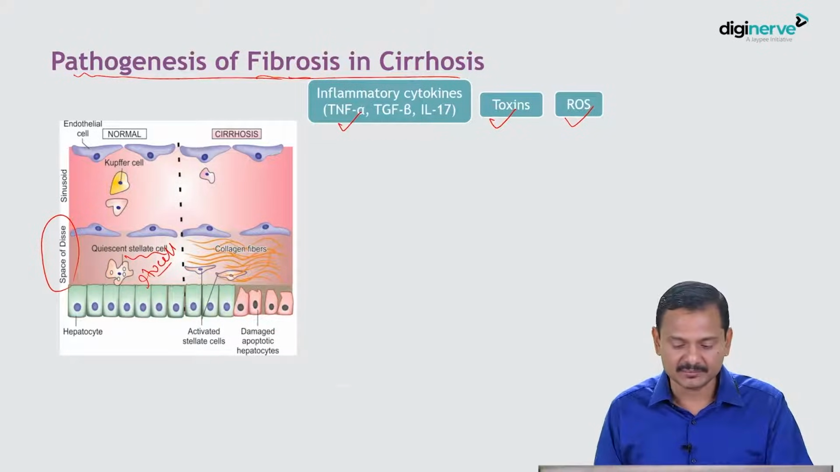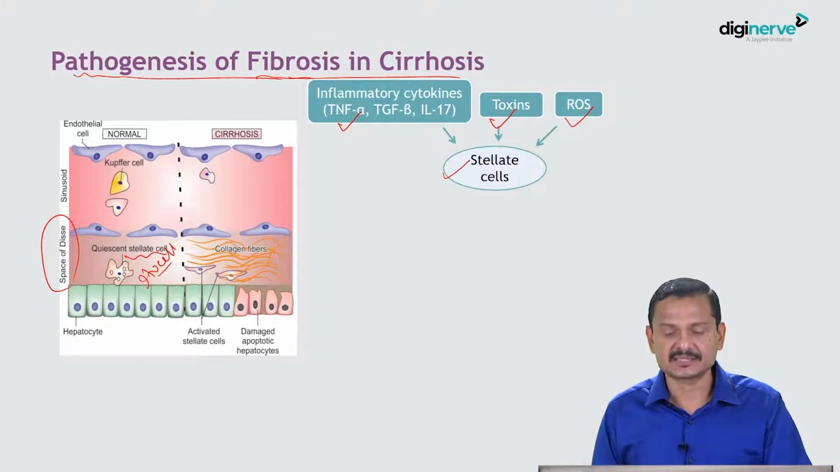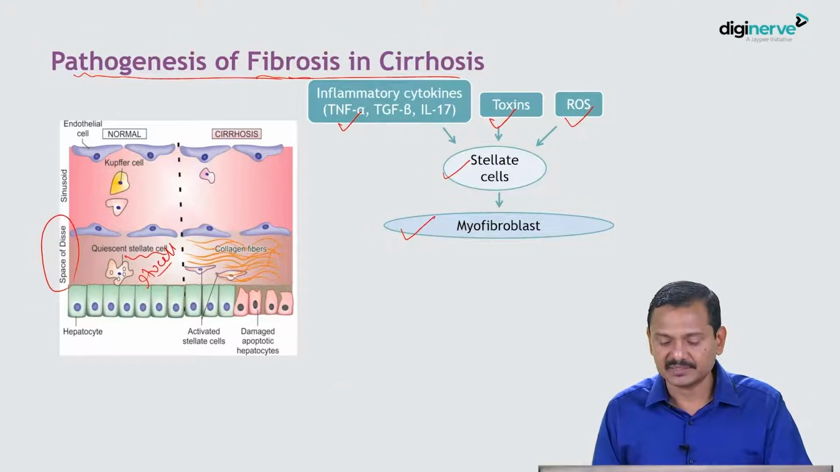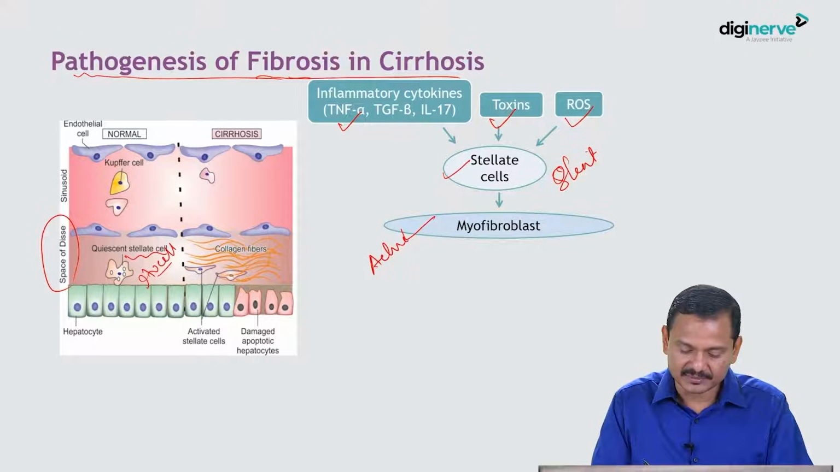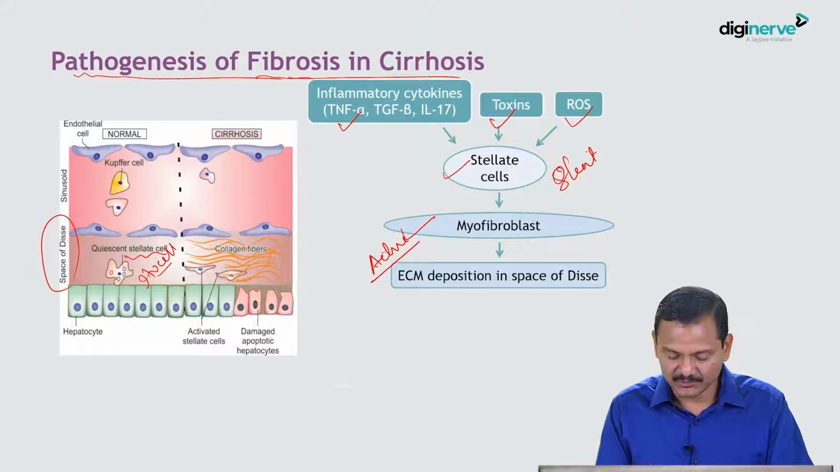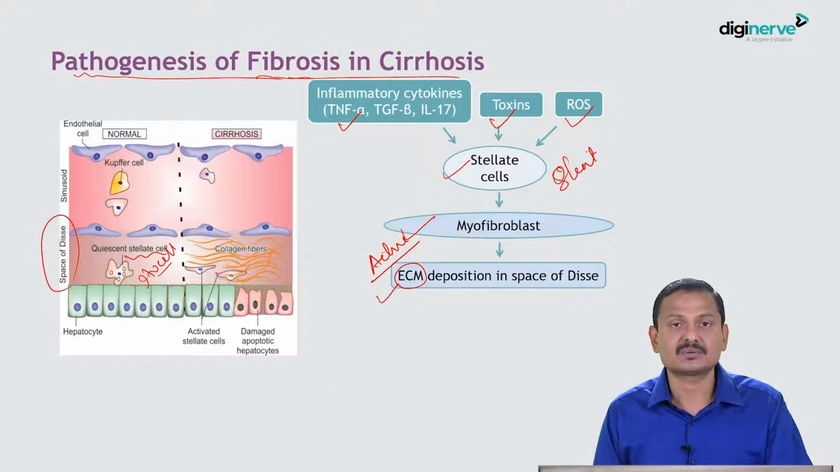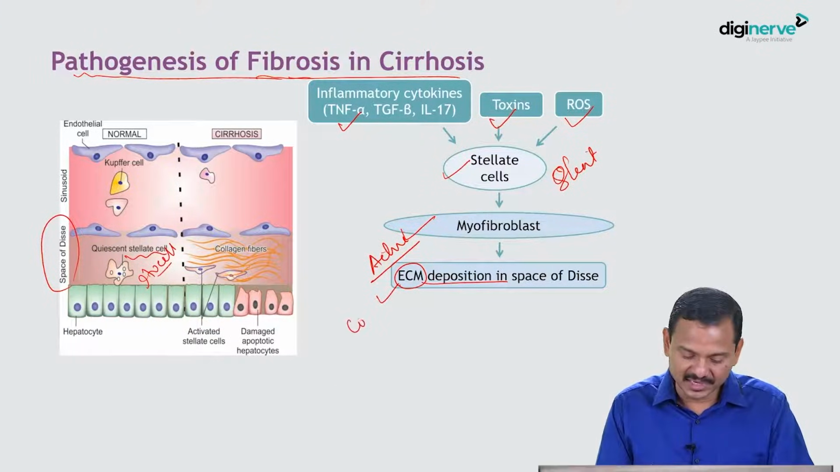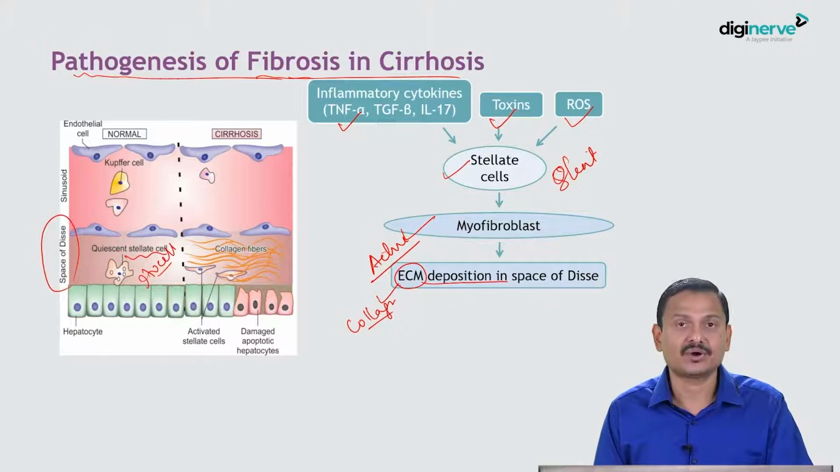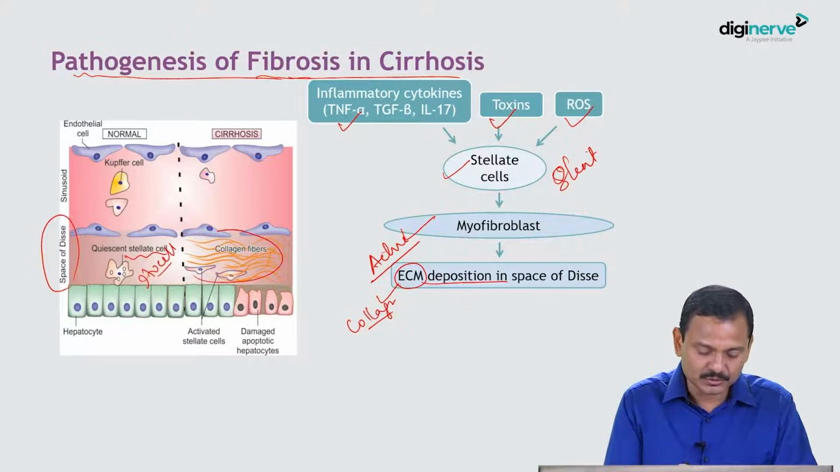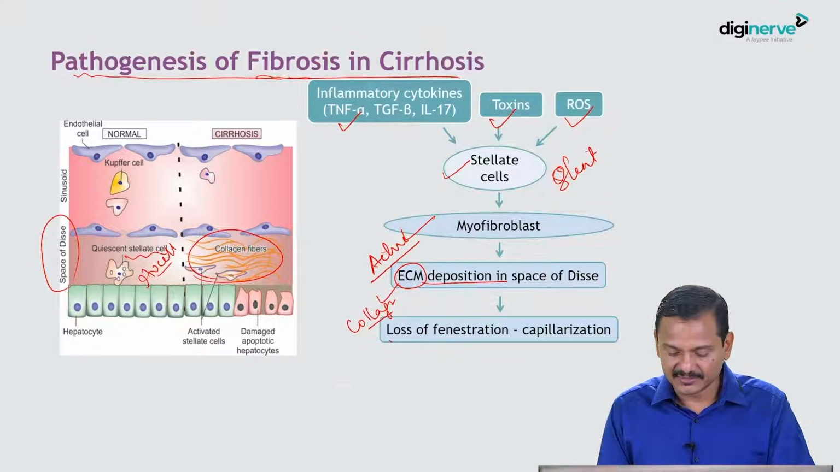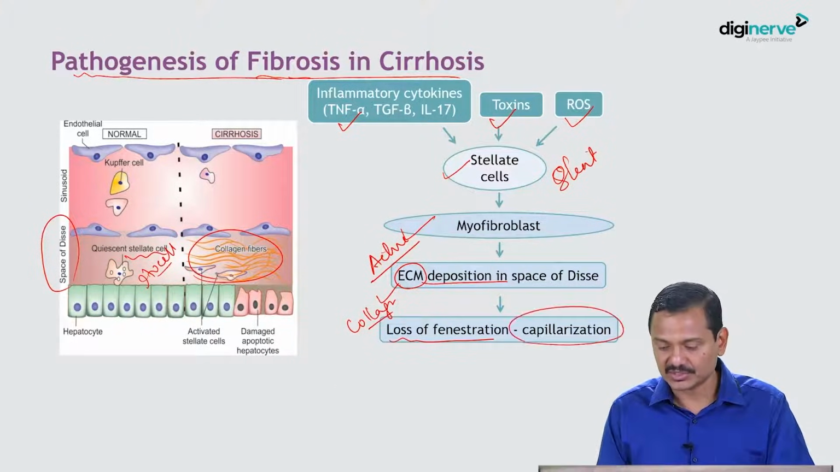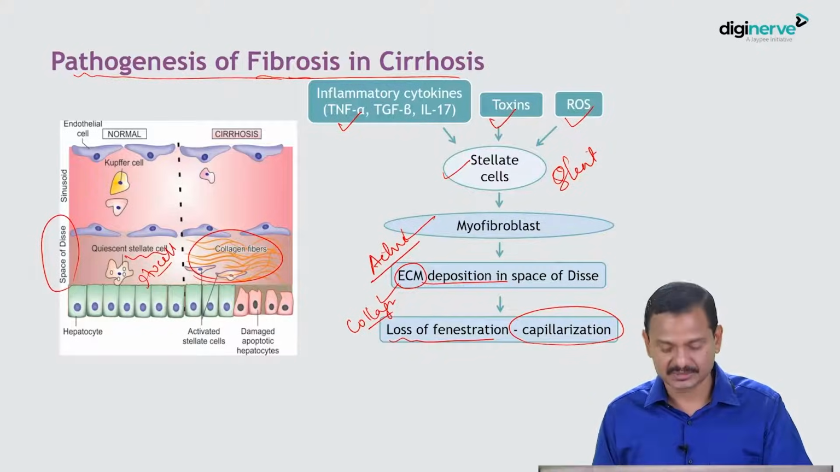Once there are inflammatory cytokines, toxins, and reactive oxygen species, all of them activate the stellate cells, and these quiescent or silent stellate cells will be converted now to active myofibroblasts, and these myofibroblasts will cause extracellular matrix deposition or collagen deposition in the space of Disse. So here you can see there is increased collagen in the space of Disse, and then there will be loss of fenestration, which is otherwise called capillarization.